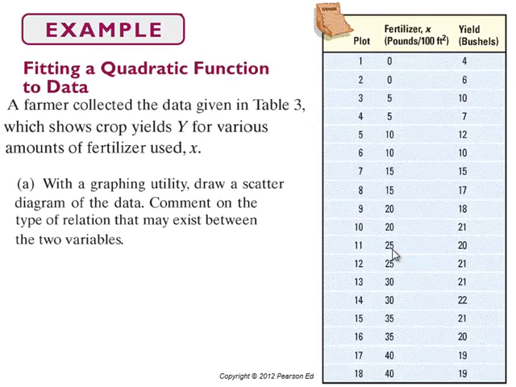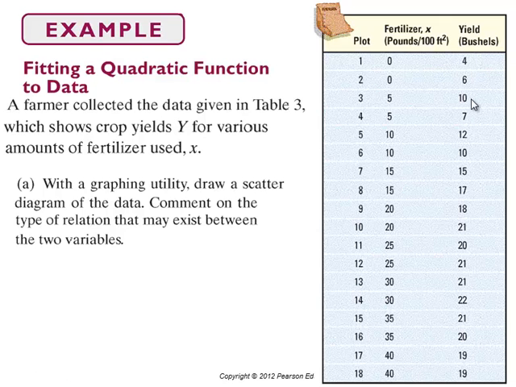Well, pull out your graphing calculators and plug in some numbers here. Let's see, these numbers right here, what do we have here? A farmer collected the data given in table 3, so here's the table, for various amounts of fertilizer used, X. So the fertilizer used is going to be X, and the yield is going to be the Y variable.